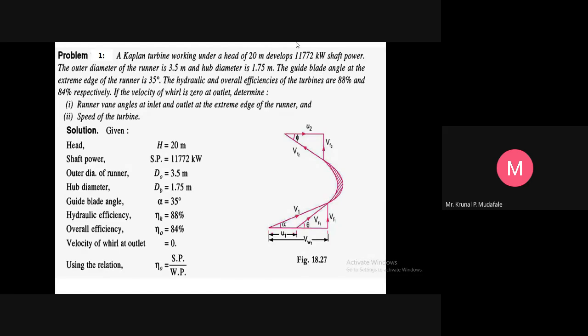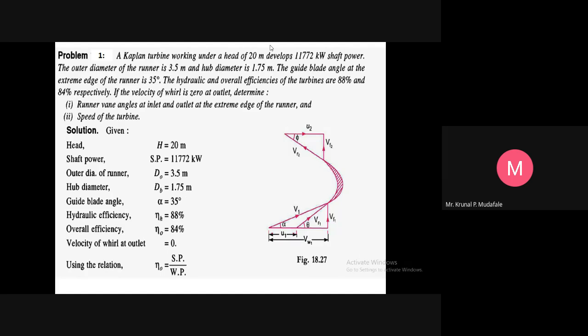If the velocity of whirl is zero at the outlet, as we know, that means VW2 is zero, and then beta is obviously 90 degree. That must be understood. As soon as we read the condition in the numerical, it should strike our mind that if the velocity of whirl at the outlet is zero, then beta should be 90 degree, and that means Vf2 is equal to V2. The flow velocity equals the absolute velocity at the outlet.